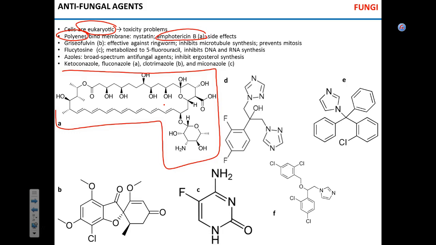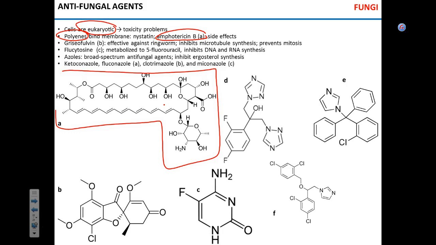When you come to clinic, if you work with patients with infectious disease, that's the drug of choice for the treatment of fungal and protozoan diseases as well. Now, amphotericin B has pretty high levels of side effects, especially when it is administered IV for patients with systemic mycosis.